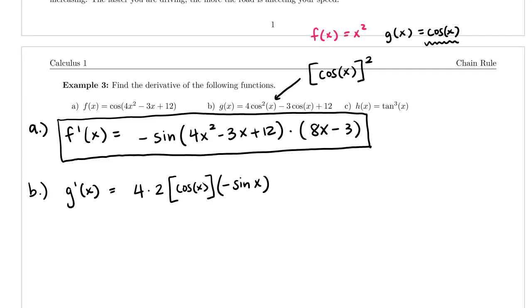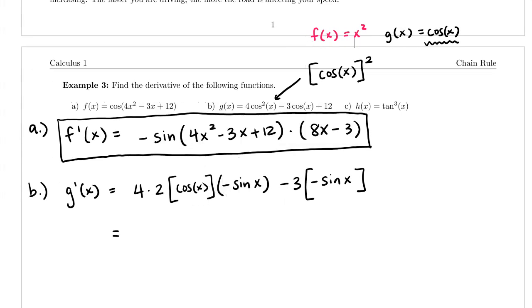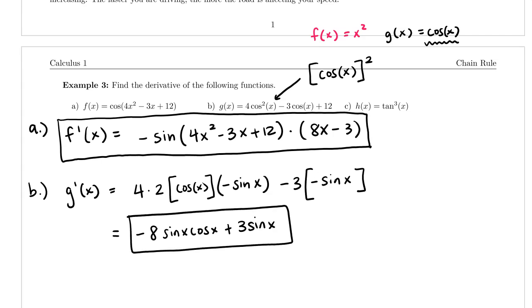So then the derivative of that would be negative sine of x. Okay, and then we have minus 3 times the derivative of cosine of x, which again is negative sine of x. And then plus 12, the derivative of 12 is 0. I'm going to clean this up a bit. So we have negative 8. 4 times 2 is 8, and I'm bringing out the negative sign. And then I have sine of x times cosine of x, and then plus 3 sine of x. So there is g prime of x.